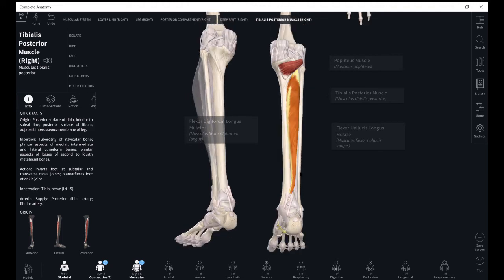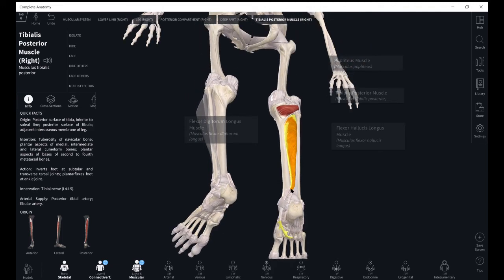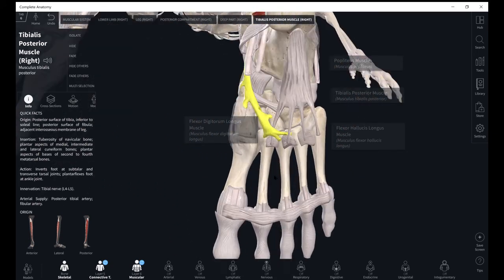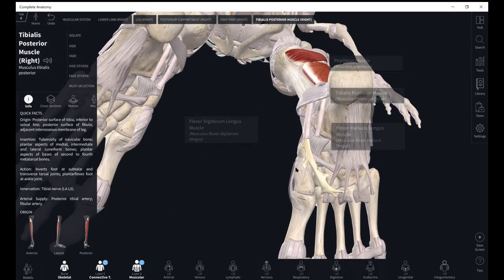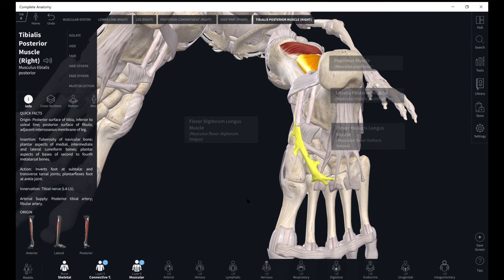Its insertion is, let me get all the way down here. Okay, so our insertion of tib posterior is the tuberosity of the navicular bone, the plantar aspects of the medial, intermediate, and lateral cuneiform bones, and the plantar aspects of the bases of the second to the fourth metatarsal bones. Its action is inverting the foot at the subtalar and transverse tarsal joints, and it plantar flexes the foot at the ankle joint. Its innervation is the tibial nerve, L4, L5.